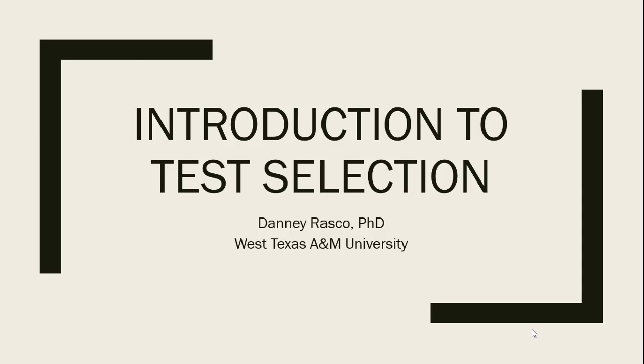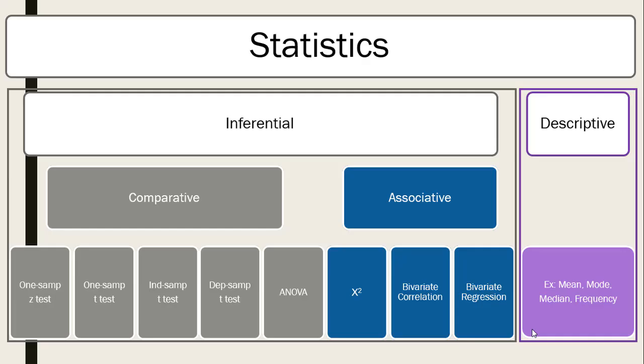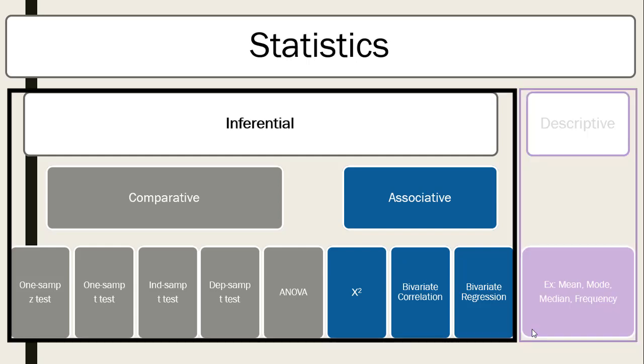Hello. In this video, we're going to talk about test selection. In statistics, we have two major types of statistics. We have descriptive, which we've largely covered. These are things like the mean, median, mode, frequency that are describing or summarizing the data. And the second, which is what we're going to largely focus on in this video, are inferential statistics. And within inferential statistics, we're going to talk about comparative tests and associative tests.